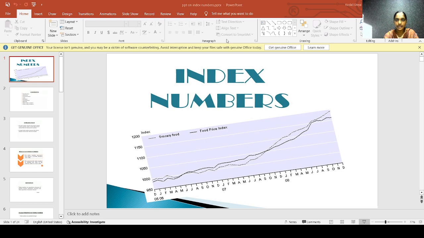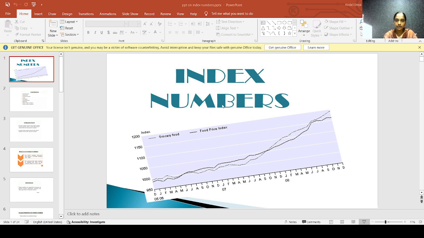Coming to simple average of price relatives. The current year price is expressed as a price relative of the base year price. These price relatives are then averaged to get the index number. The average used could be the arithmetic mean or the geometric mean or even the median. We can use either of them. The simple average of price relatives is denoted as P01 equal to, this is the formula for the average of price relatives.